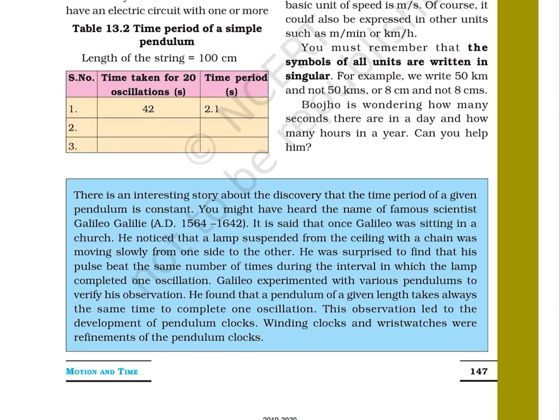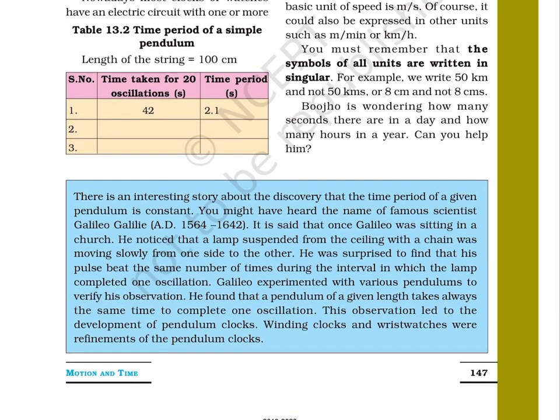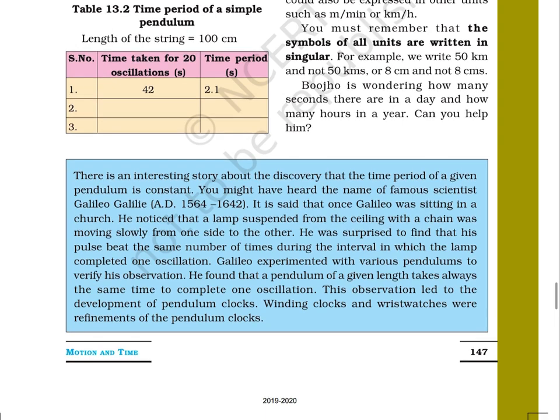Can you help him? There is an interesting story about the discovery that the time period of a given pendulum is constant. You might have heard the name of famous scientist Galileo Galilei, who lived from AD 1564 to 1642. It is said that once Galileo was sitting in a church, he noticed that a lamp suspended from the ceiling with a chain was moving slowly from one side to the other.